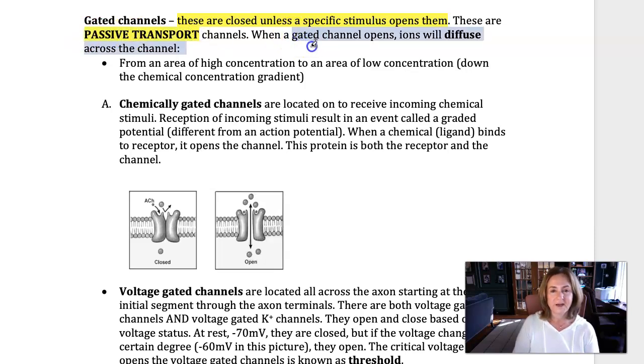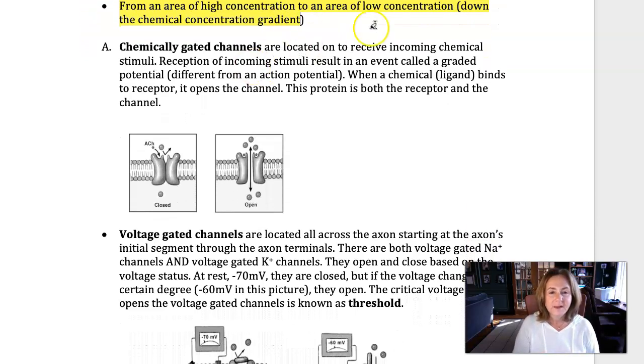In other words, when a gated channel opens, ions will diffuse across the channel. And it's going to diffuse across the channel according to the laws of diffusion, which we already know. So the ions are going to move from an area of high concentration into an area of low concentration. The channels will be specific for a particular ion, either sodium or potassium. So chemically gated channels, these are the ones that are located on the dendrites and the cell body.